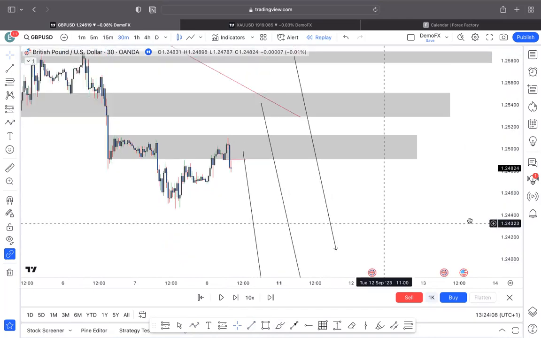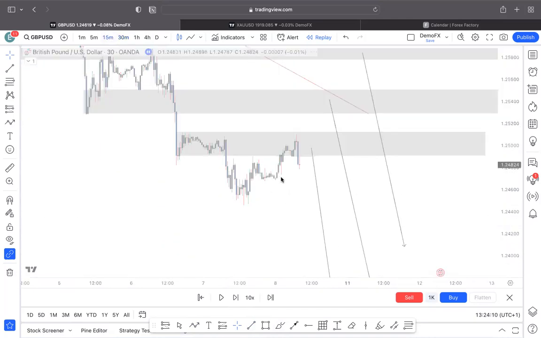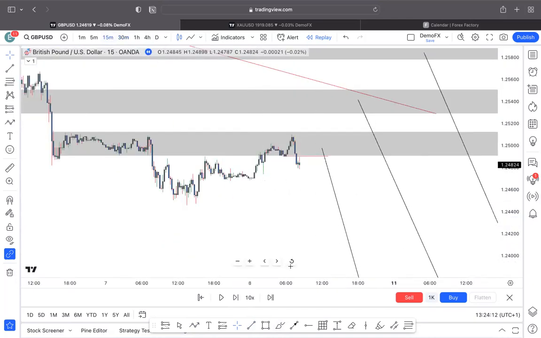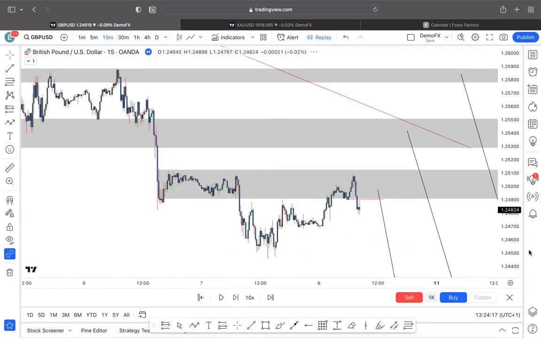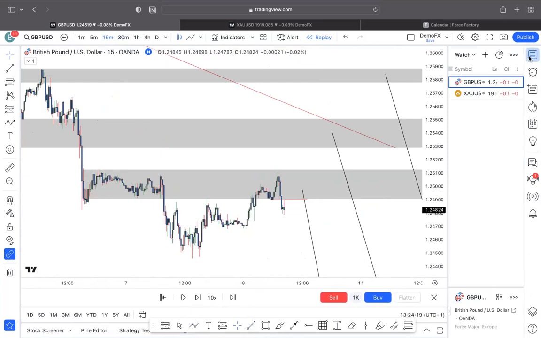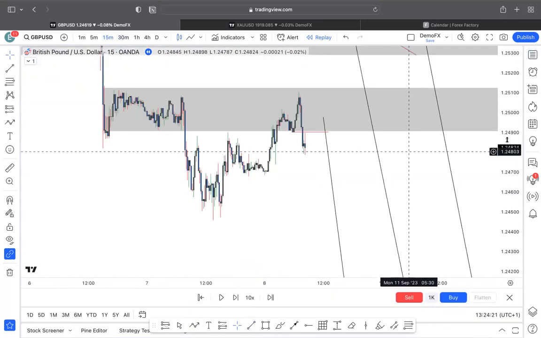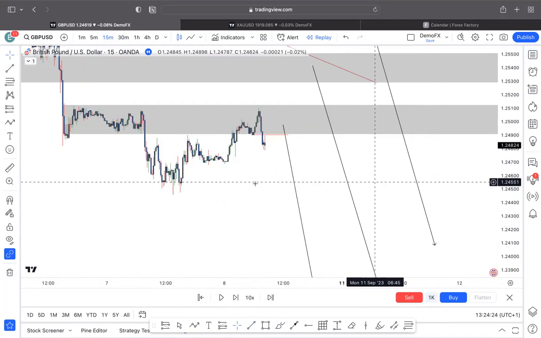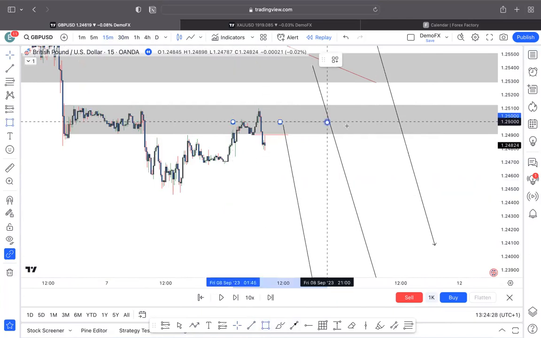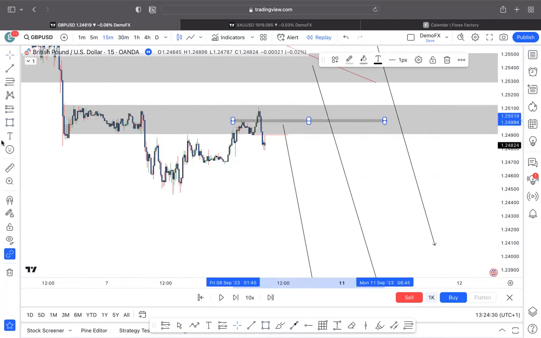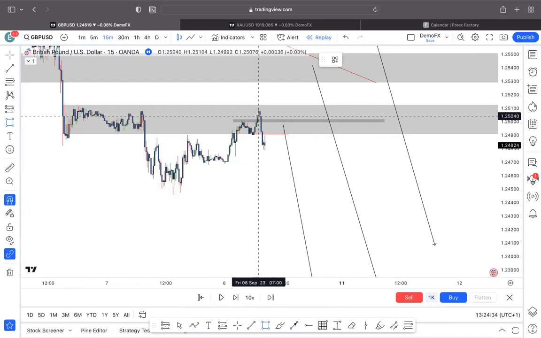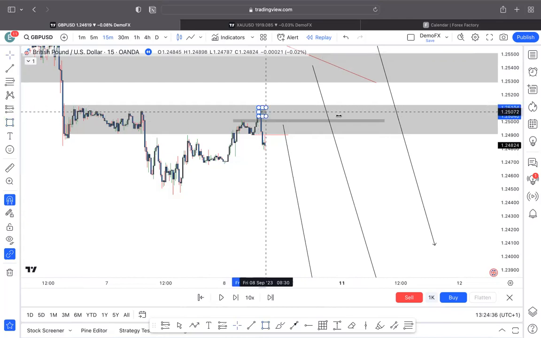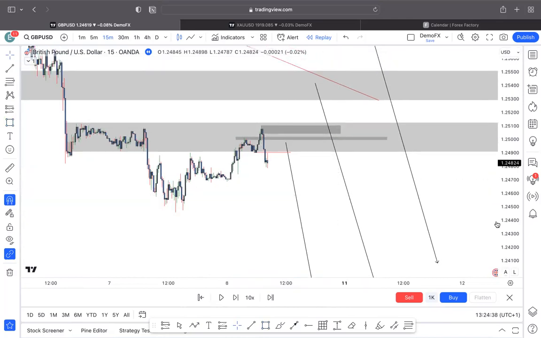Now I teach different entry mechanisms, but I'm going to tell you the entry mechanism that I used for this particular trade. So just trying to be as transparent as possible. So now we have this structure here, and then we have this other block here. These are levels that I am personally looking to take my sell setup from.